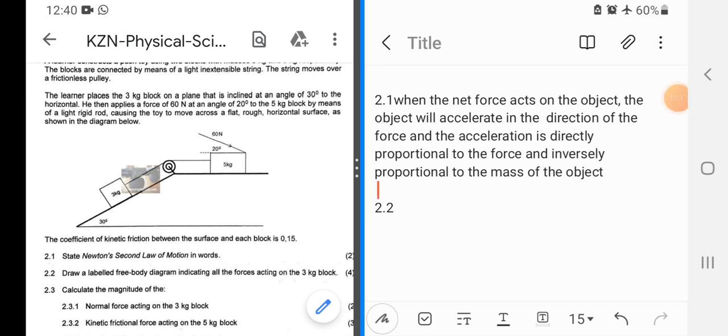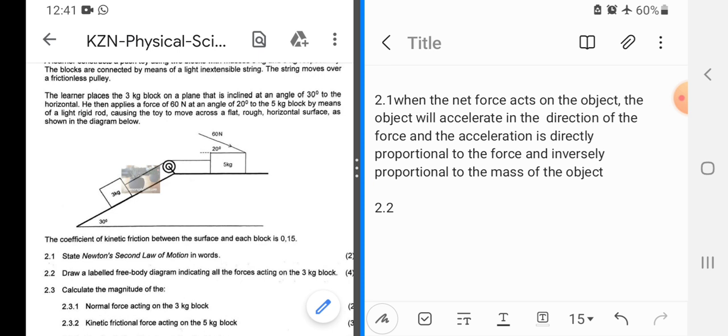Newton's second law says when a net force acts on an object, it will accelerate in the direction of the force, and acceleration is directly proportional to the force and inversely proportional to the mass of the object. Or you can also say the force acting on a body is equal to the mass of the body multiplied by the acceleration of its center of mass. That's Newton's second law. You can use that one as well.